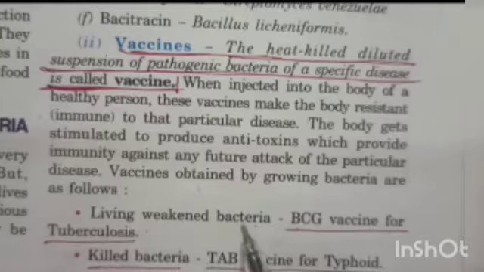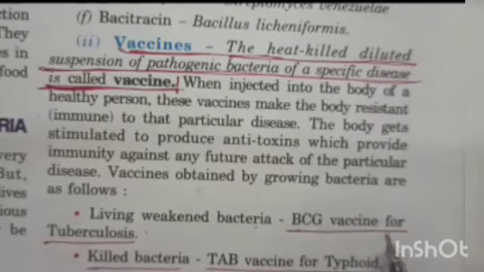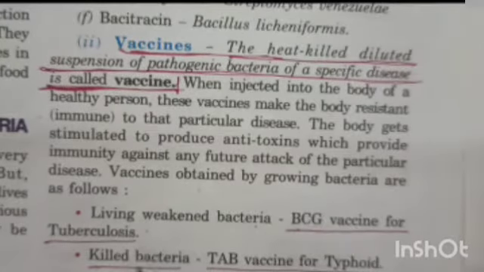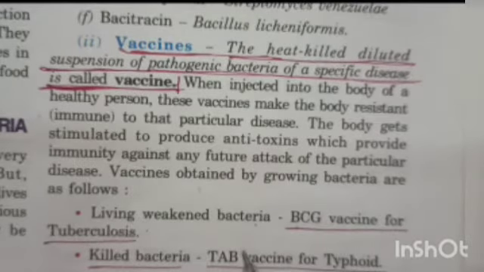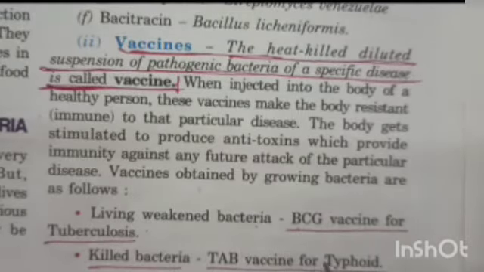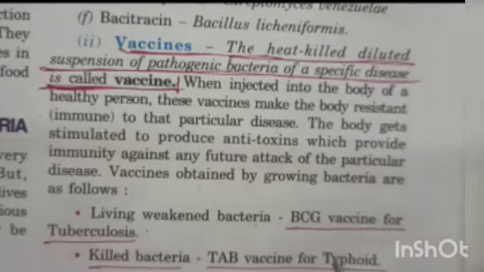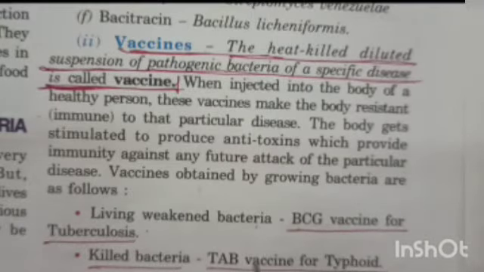Now there are two main vaccines. The BCG vaccine is produced from living weakened bacteria, and it is used against tuberculosis, right? And second is the TAB vaccine, which is used against typhoid, and this vaccine is made from killed bacteria.